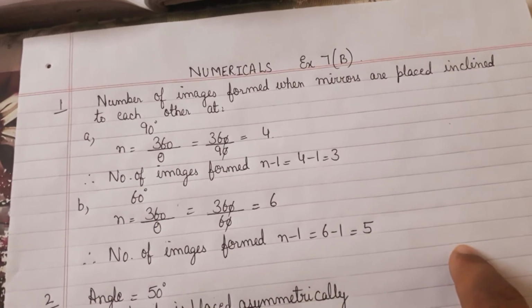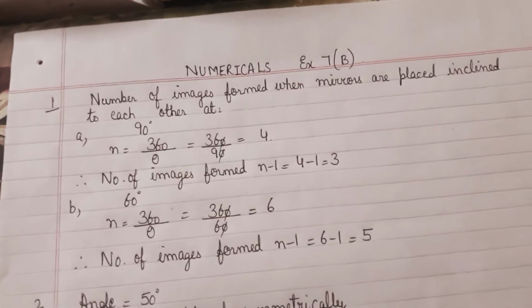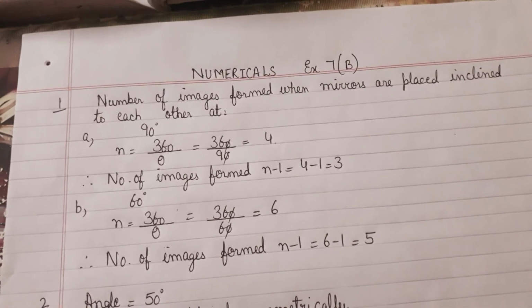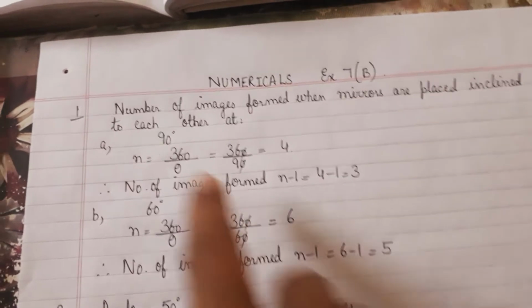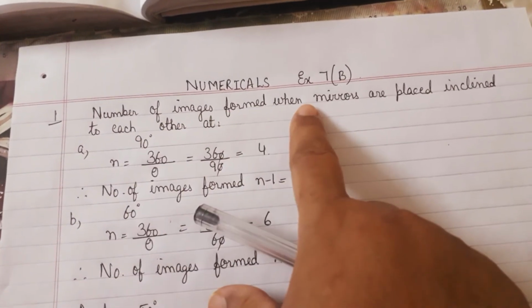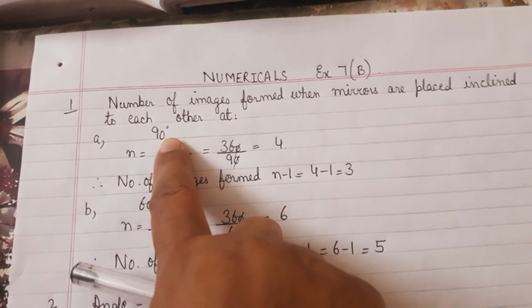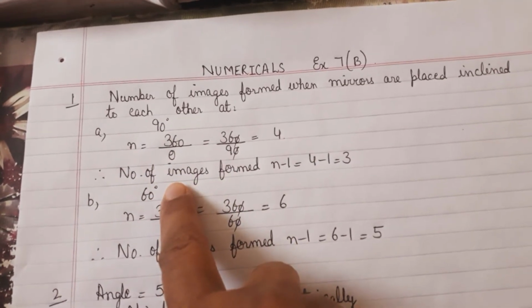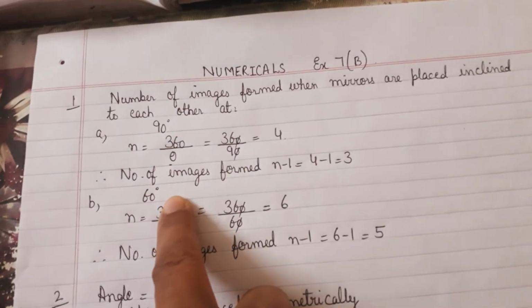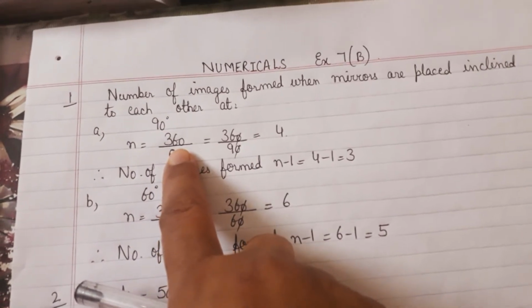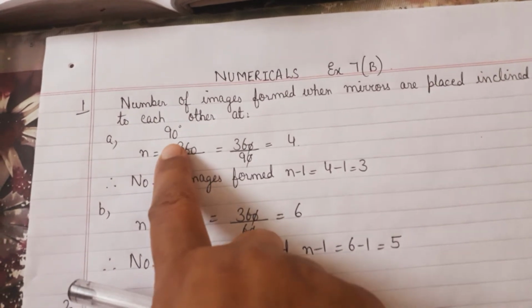State the number of images of an object placed between 2 plane mirrors. Now you are supposed to calculate the number of images formed when the mirrors are inclined at an angle of 90 and later on at an angle of 60. They have given 2 situations. Now let us solve for the first part. The mirrors are placed at an angle of 90 degrees.